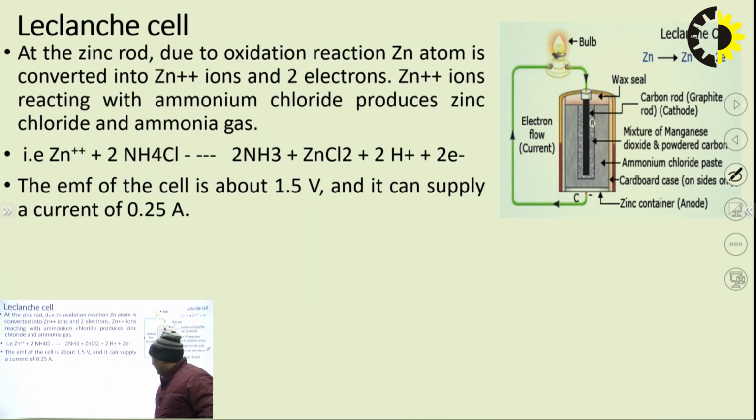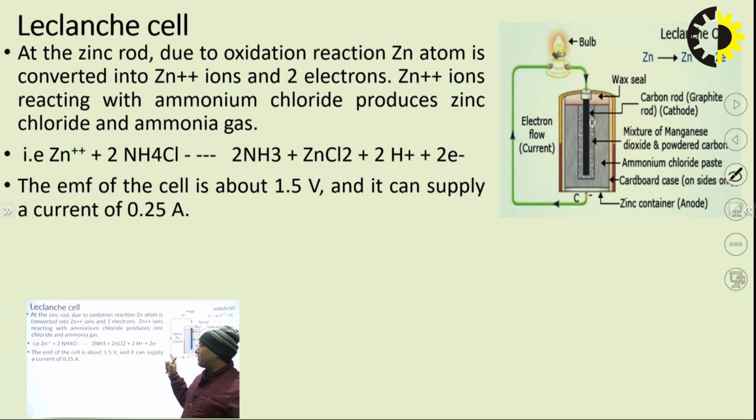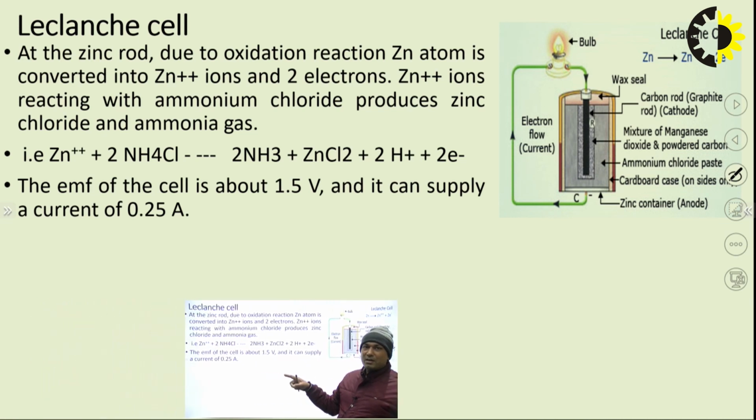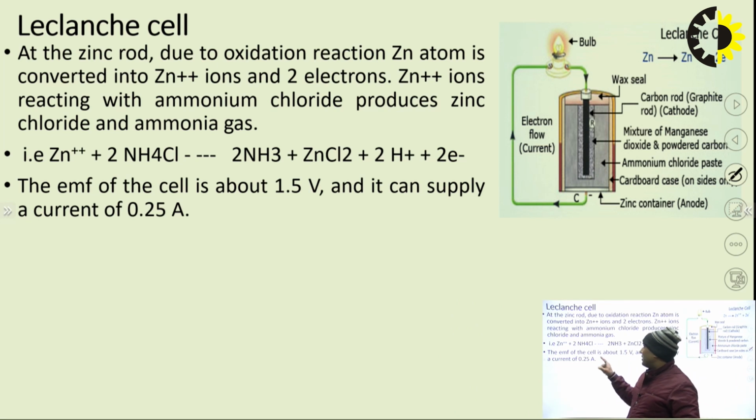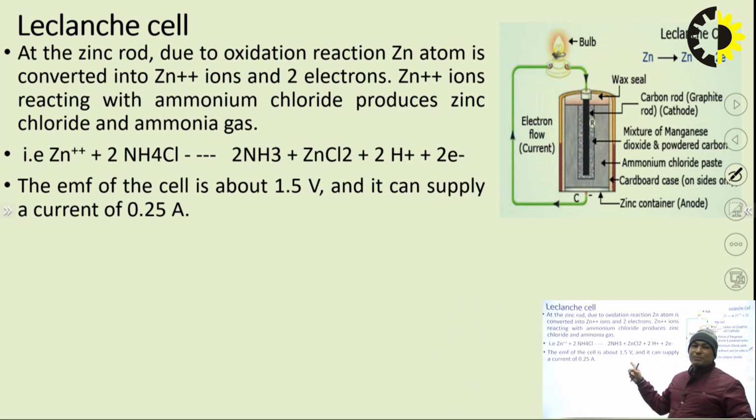So this is what I have written. This is the short reaction. You can see the complete reaction from the previous slide, and it will be helpful for you. The EMF produced in this way is about 1.5 volt. So this Leclanché cell is of 1.5 volt and supplies 0.25 ampere current.